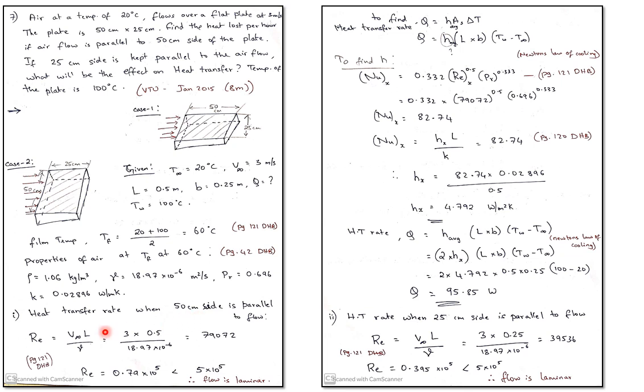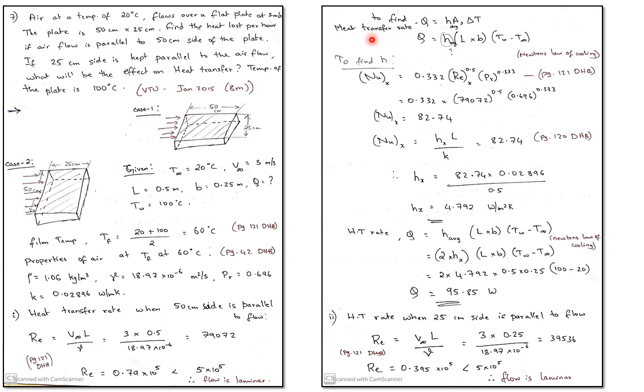Okay, this is important. Now Reynolds number, you need to take it from page number 121. V infinity into L by nu. V infinity, you know, is 3 meters per second, length is 0.5, nu is 18.97 into 10 raised to minus 6. This data you will get from the data handbook. Just substitute here to get the value of Reynolds number. Check whether Reynolds number is less than or greater than 5 into 10 raised to 5. If it is less than 5 into 10 raised to 5, flow is laminar.